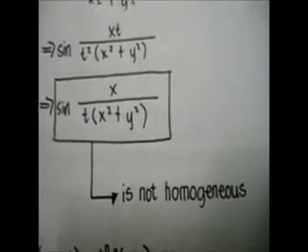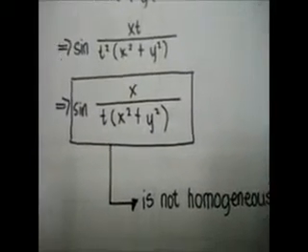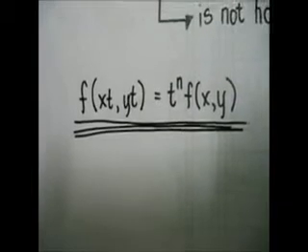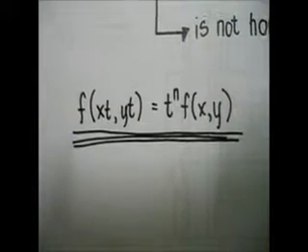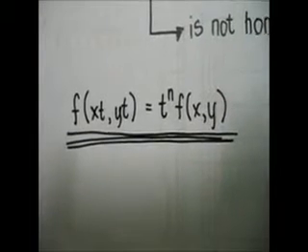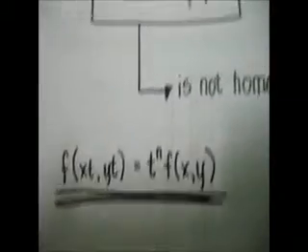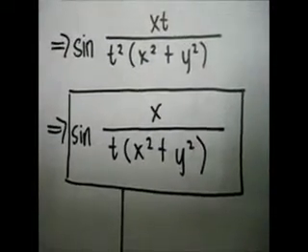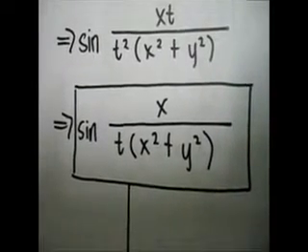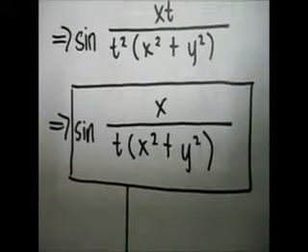not homogeneous. Why is this not homogeneous? It is because from this theorem, or from this statement, we have f of xt, yt is equal to t to the n times f of x, y. So this equation does not have the same degree of t in the upper and the lower. Therefore, we can conclude that this is not homogeneous.